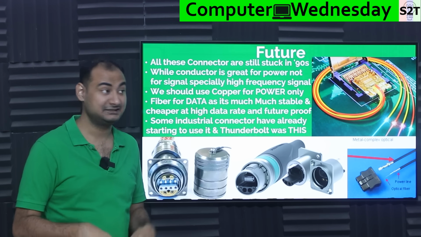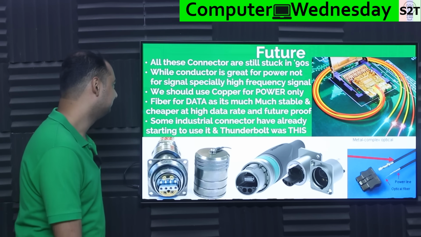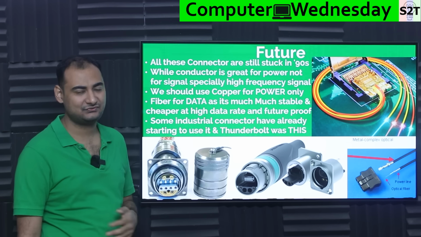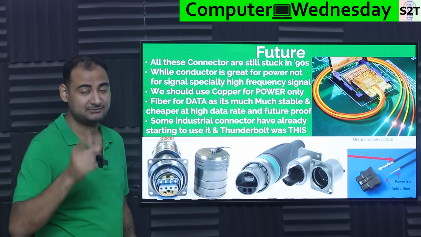They jumped to fiber, and they jumped very early on. Why? They were reaching that high frequency. So fundamentally, copper should only be used for power, and for signal, you have to use fiber. And then you will get what we call stable, cheaper. And be mindful, fiber is cheaper.